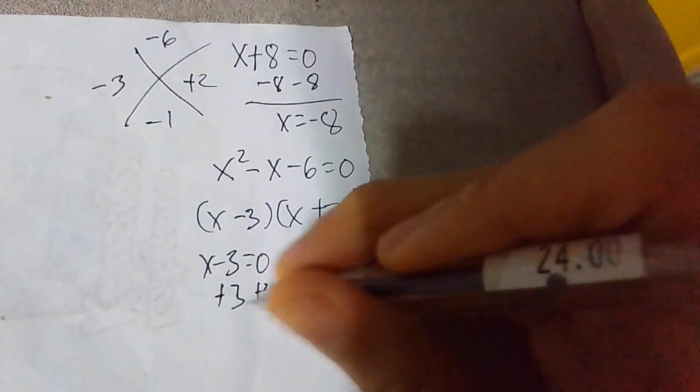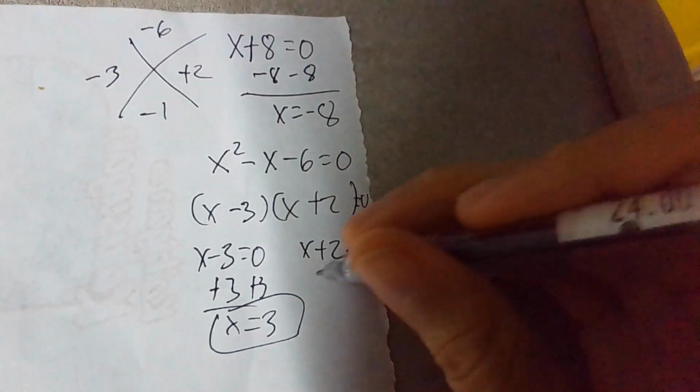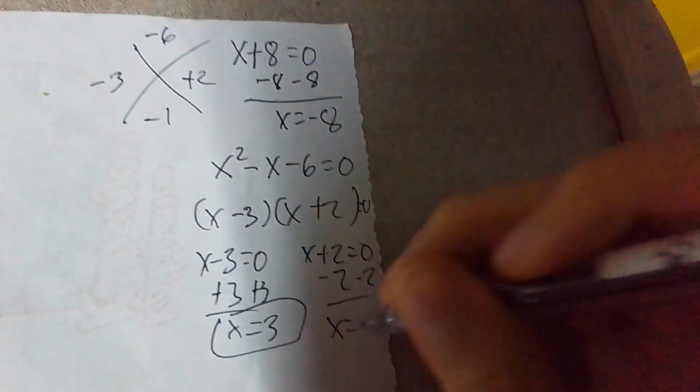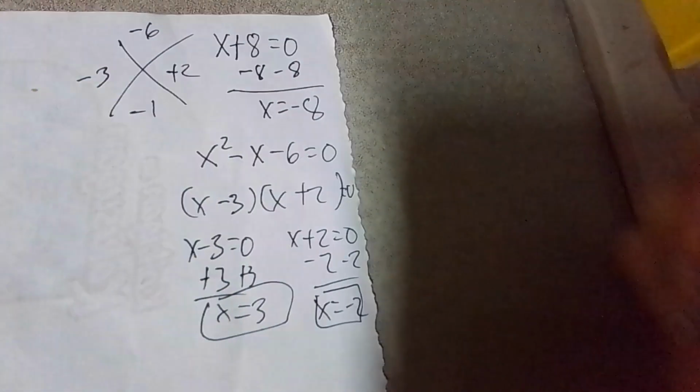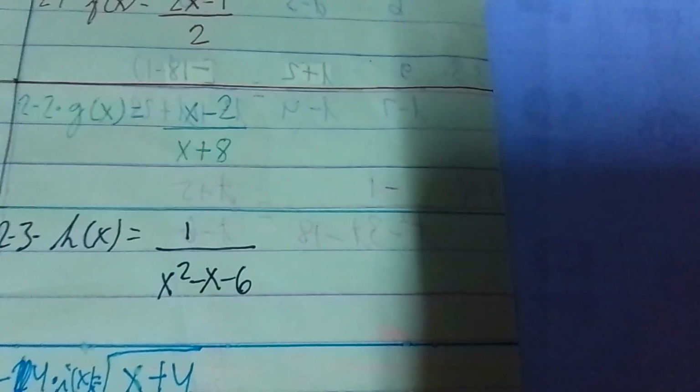Add 3 to both sides. Then our domain must not be equivalent to positive 3. Subtract 2 from both sides. And our domain should not be negative 2. So yan. So therefore, what is the domain? The domain here is x squared minus x minus 6.